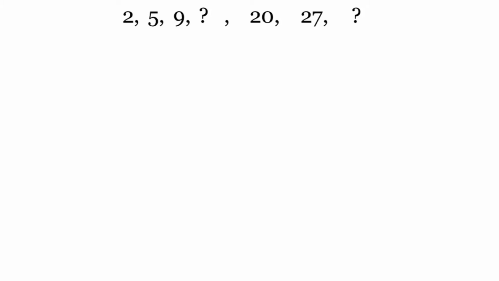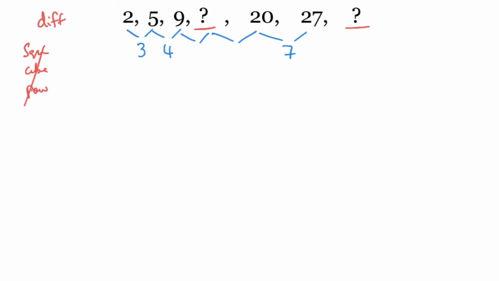Find missing terms in the given series. 2 terms are missing. Identify them. And first check whether they are squares or cubes or powers of any numbers or not. There is no square or cube. So go for difference. 2, 5. Difference is 3. 5, 9. Difference is 4. We don't know the next differences. And next difference is 7.